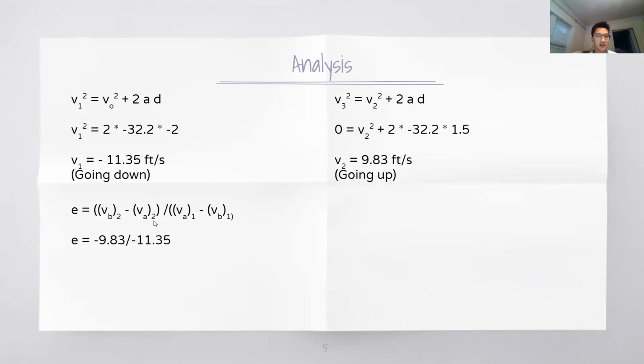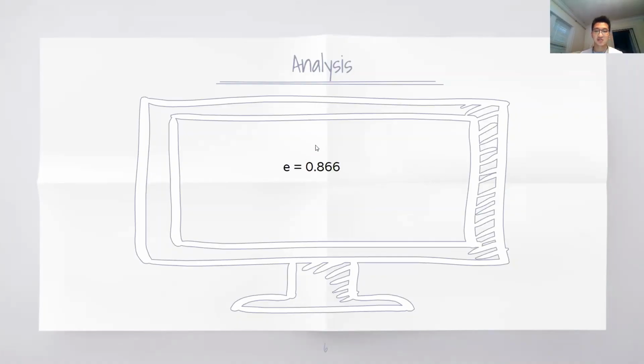Then we bring out our formula for the coefficient of restitution, which is vB2 minus vA2 divided by the quantity vA1 minus vB1. It doesn't really matter which one we set as A or B. One of them is going to be the table, and one of them is going to be our Chinese checker piece. If we set the table as B, vB2 and vB1 both go to 0, because our tabletop is not moving before or after the collision. So vA2 equals our v2, and vA1 equals our negative 11.35. Putting that in, we get e equals negative 9.83 divided by negative 11.35. Putting that into our calculator, we get e is equal to 0.866.